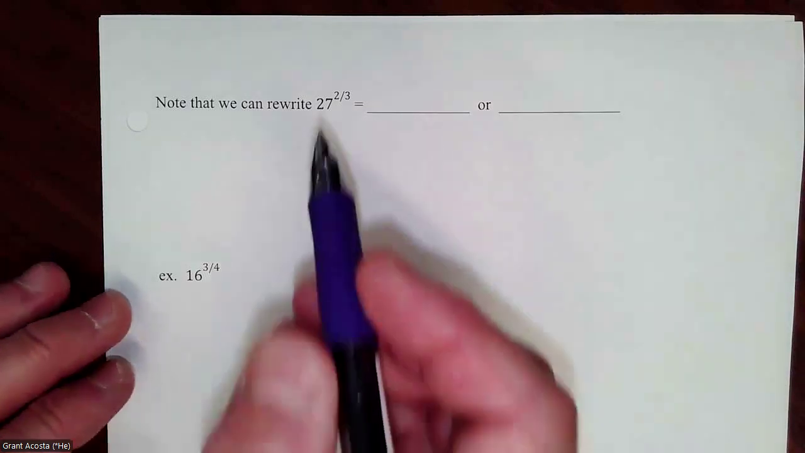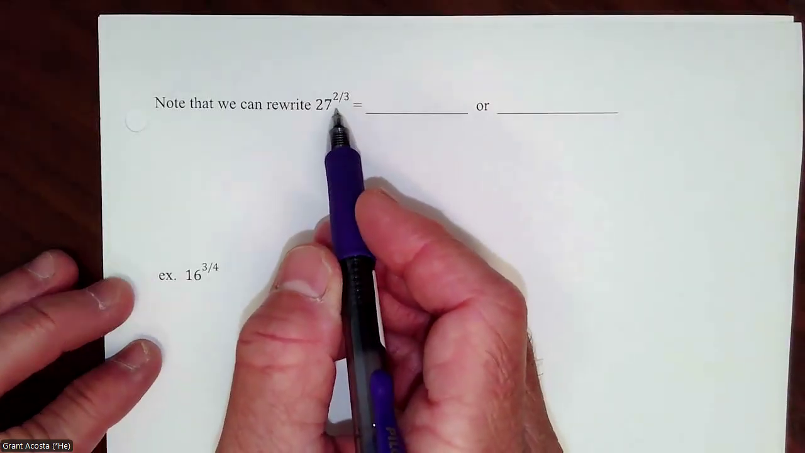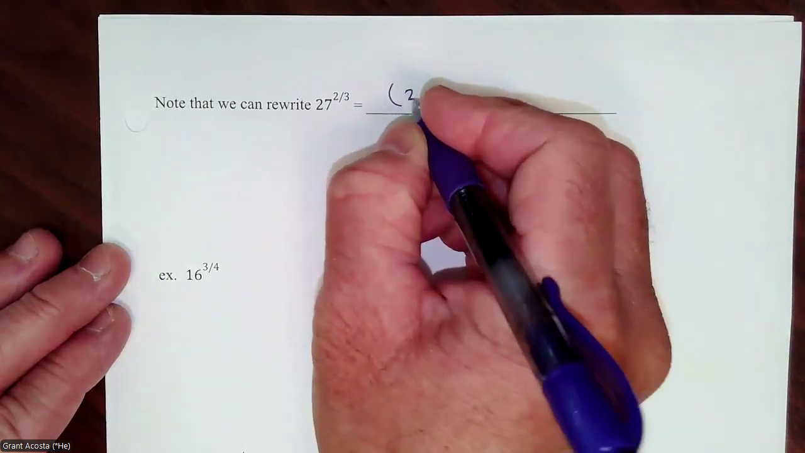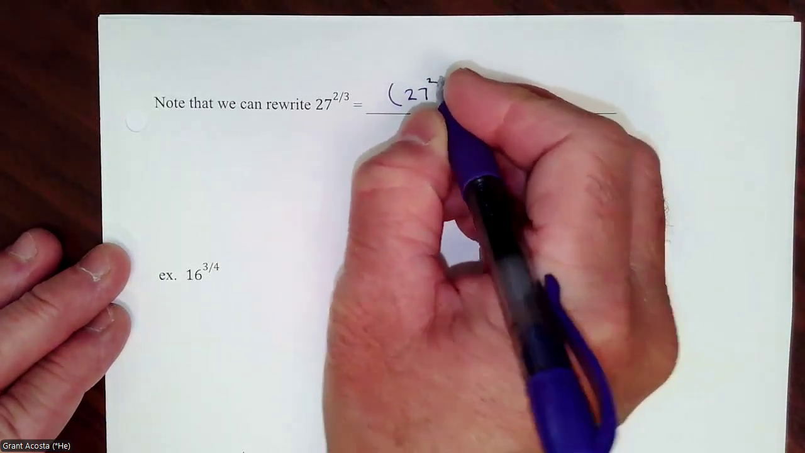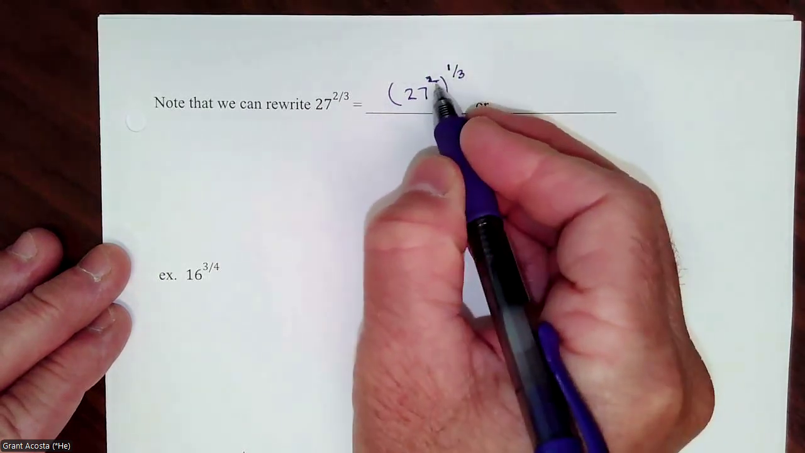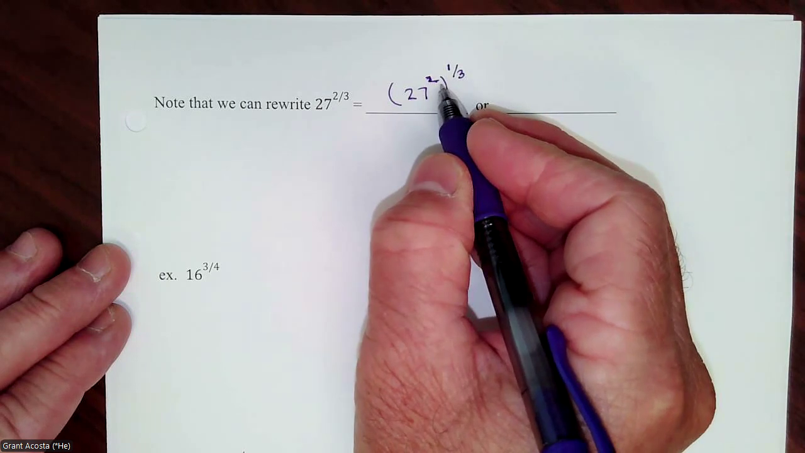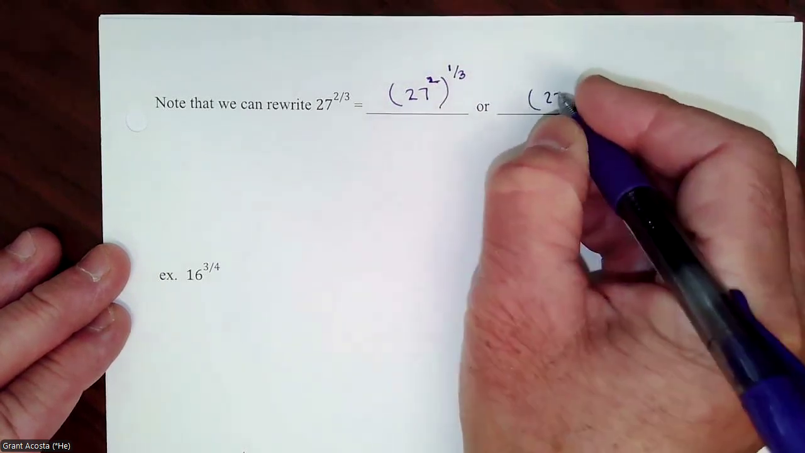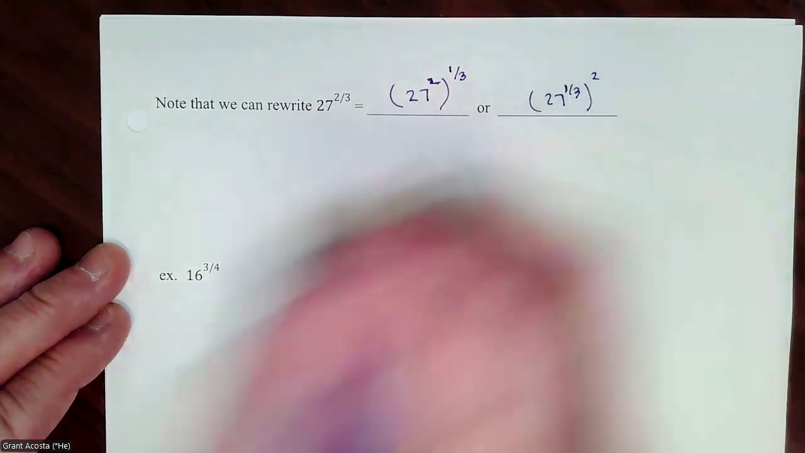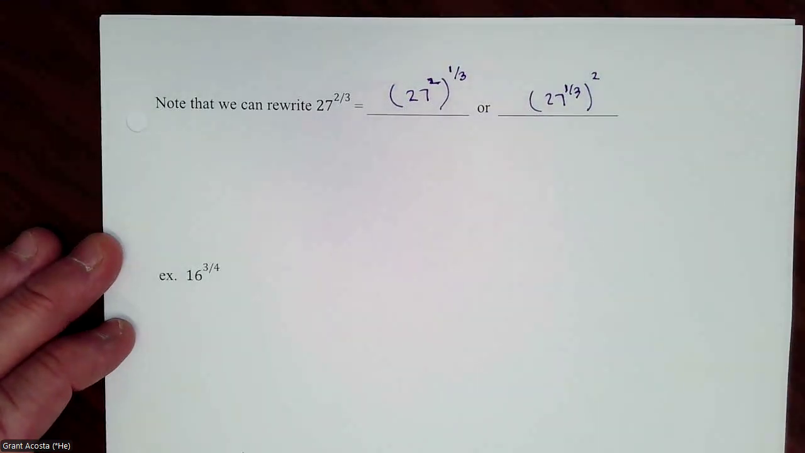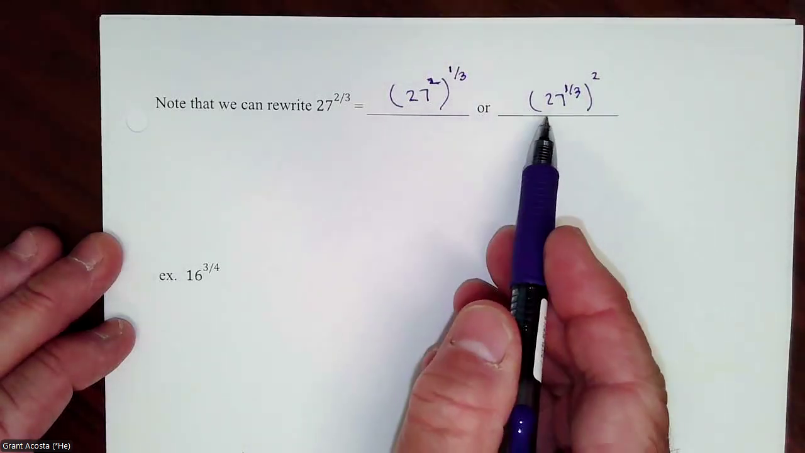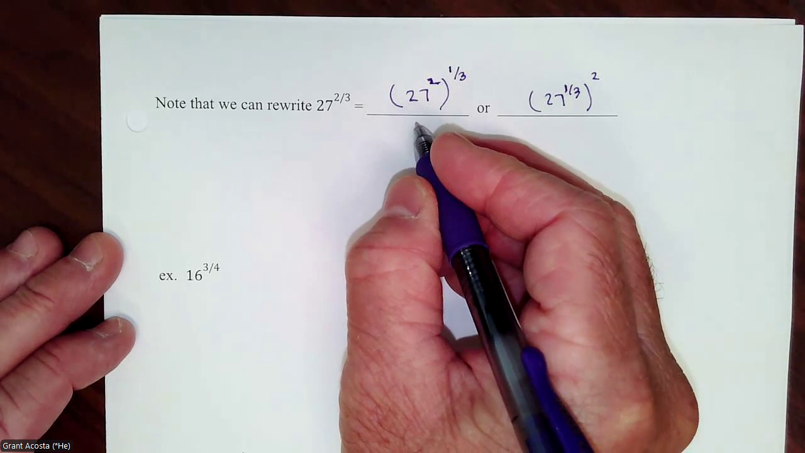The way we can figure out what 27 to the 2/3 is, we could write it one of two ways. This is the same thing as 27 squared to the 1/3 power, because remember when we raise a power to a power, we multiply those together. Or 27 to the 1/3 and then square the answer, because that also would give me 2/3 when I multiply those exponents. So you can do it in theory either way, but now think about what would be involved here.